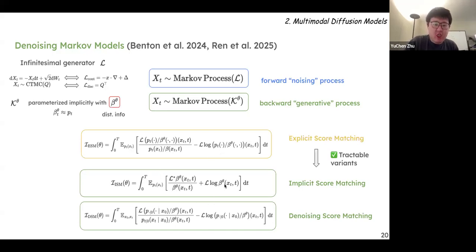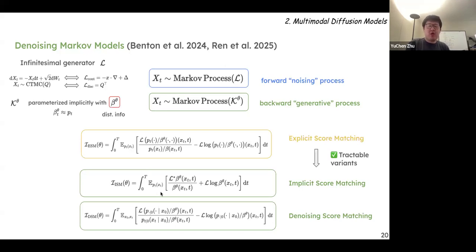So in this objective, we no longer need any expression for PT. In order to train with this objective, we only need to be able to evaluate its expectation with respect to PT. This can typically be done by just numerical simulation of this forward process, even if we don't have access to what PT really looks like.